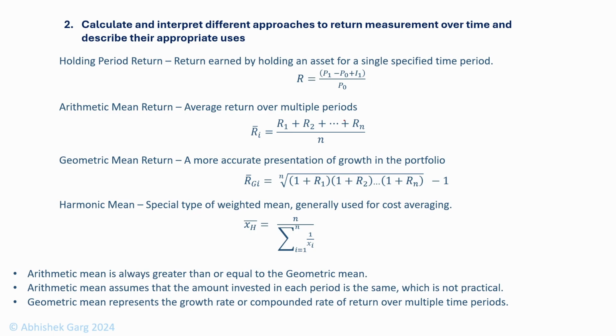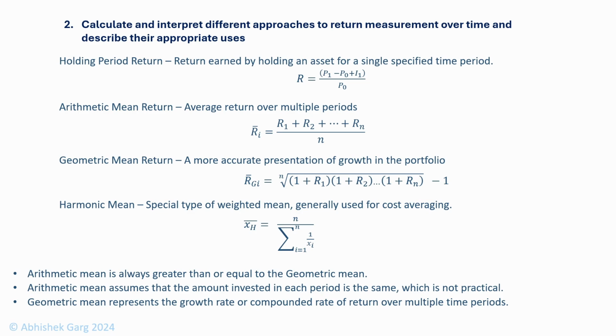Now let's talk about the second learning outcome statement. This is calculate and interpret different approaches to return measurement over time and describe their appropriate uses. So we'll be covering different approaches of return measurement. The first is holding period return. This is the return earned by holding an asset for a single specified time period. That means you are calculating the return earned on that particular time period.